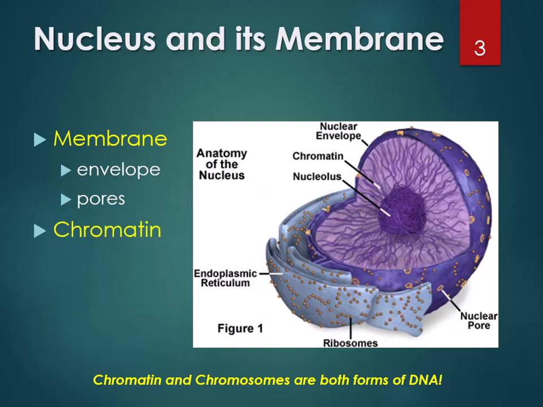The DNA is in the form of chromatin, which is long, thin strands of DNA. Only when it gets condensed into short, thicker bodies of DNA is it called chromosomes. But chromatin and chromosomes are both forms of DNA. In a cell that's just hanging out and doing its normal job, the DNA is in the form of chromatin.